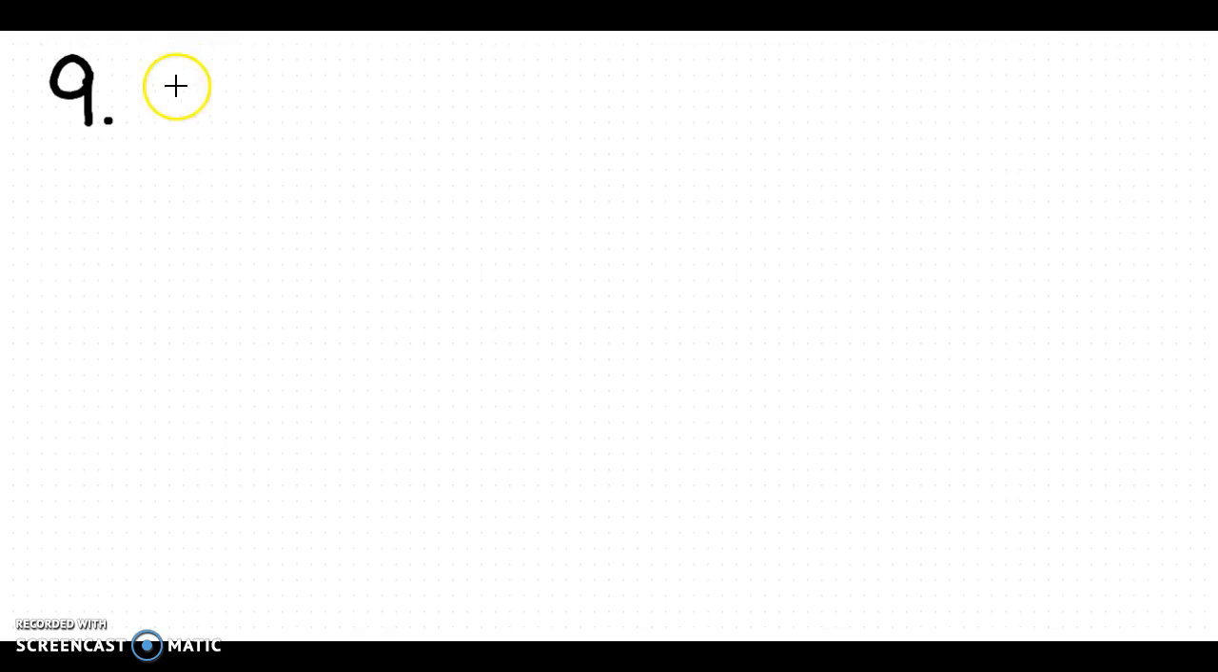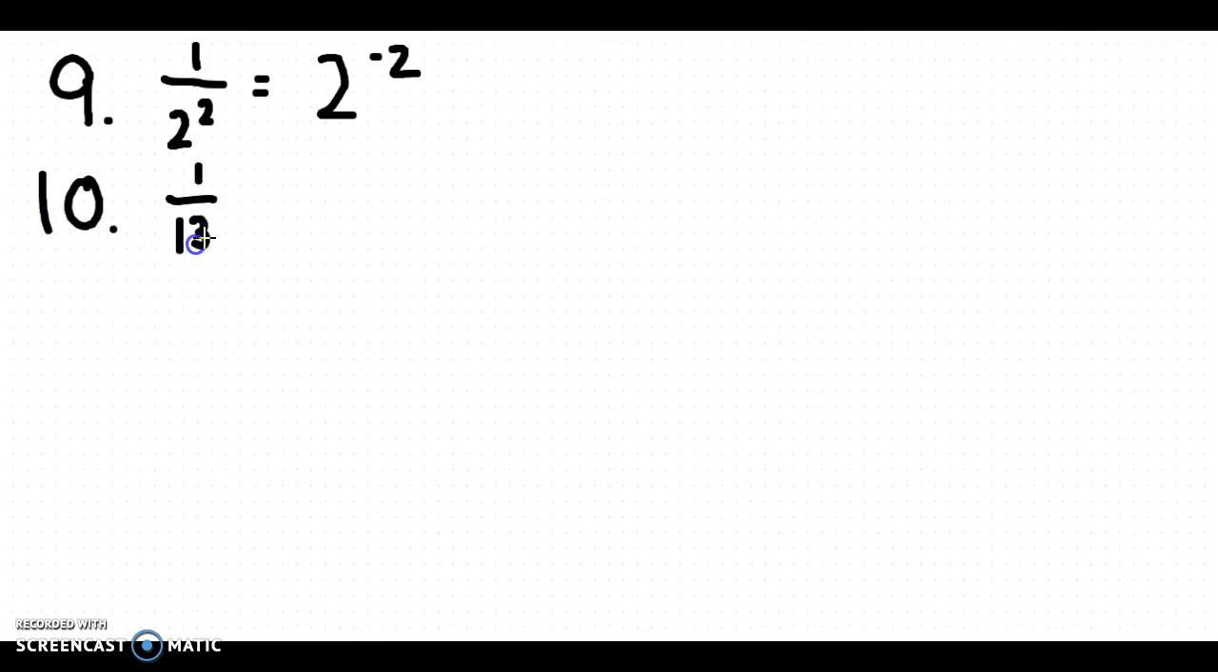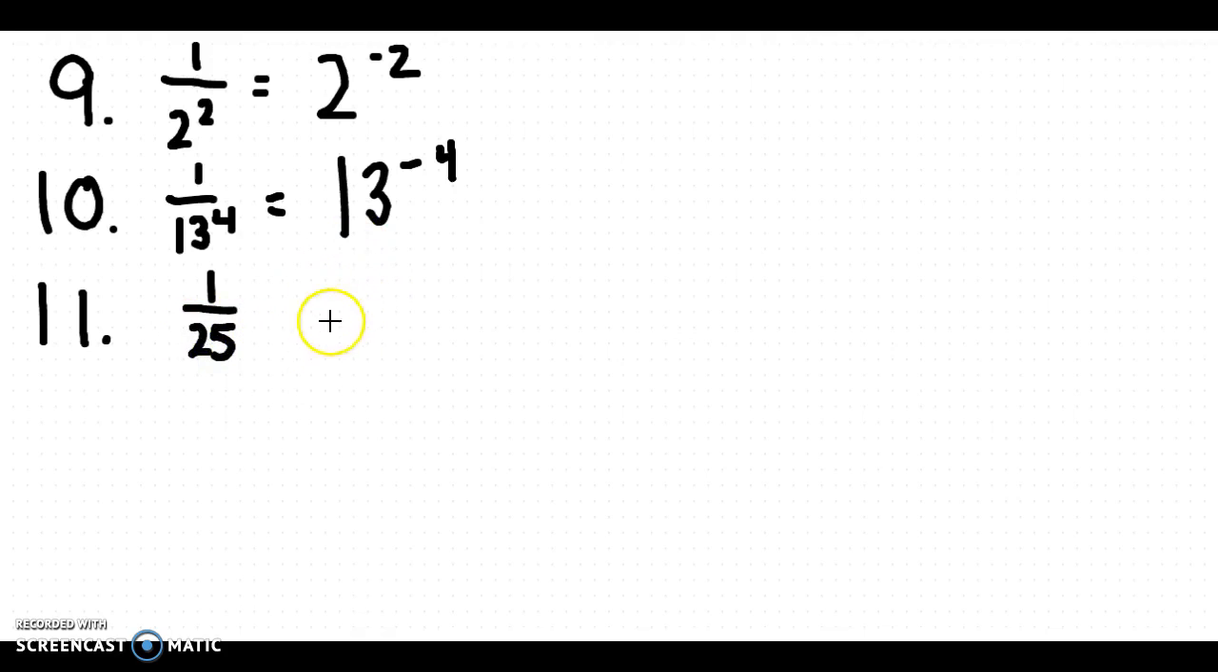Number 9, 1 over 2 squared is going to be 2 to the negative second power. Number 10, 1 over 13 to the fourth power is going to be 13 to the negative fourth. Number 11, 1 over 25. Notice we're not allowed to make it 25 to the negative first because the directions don't allow us here. So let's recall that 25 is just 5 squared, and we'll make this 5 to the negative second power.